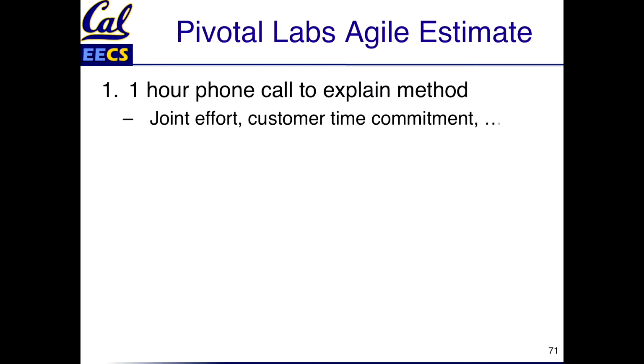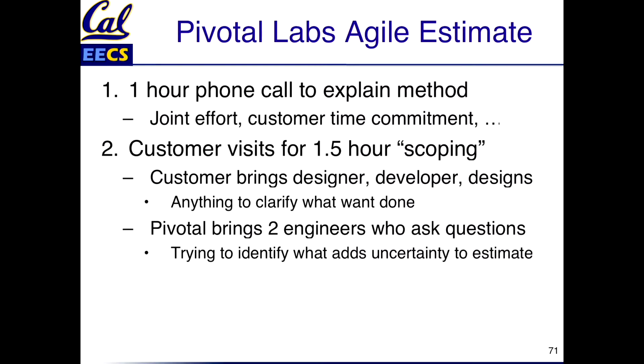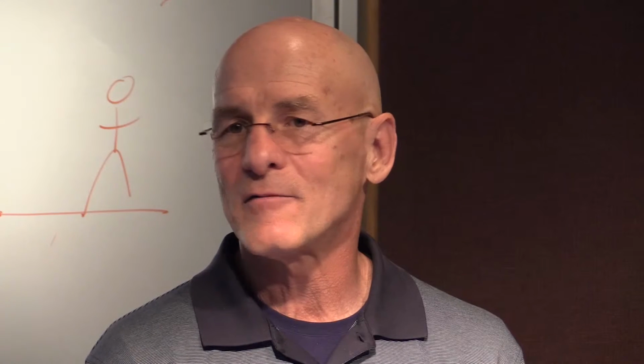If the phone call goes okay, they say, okay, why don't you come visit? Then they have this hour-and-a-half session called a scoping session. The customer has to bring everybody who has some idea about the design, whatever design documents they have, developers and designers, anything that can clarify what has to be done. Pivotal brings 2 of their engineers, and they ask questions to identify whether anything about the project is going to be risky in terms of the schedule, and try to work that out.